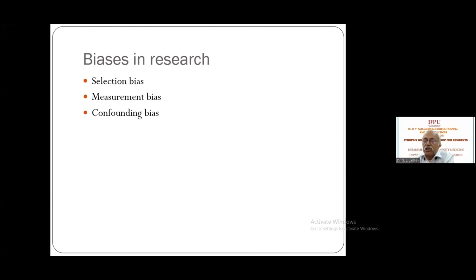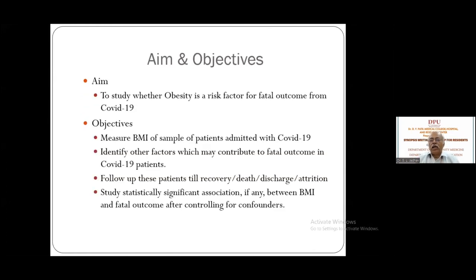So when you are doing research, you have to think and make a way for measuring these 3 things: whether there is selection bias, whether there is measurement bias, and most importantly, what can be the other factors, that is the confounding bias. So now I have given the study question from this pattern that I want to see the association of vitamin D and lethality from COVID. So my aim is the research question. So aim I will write: aim is to study whether obesity is a risk factor for fatal outcome from COVID-19.